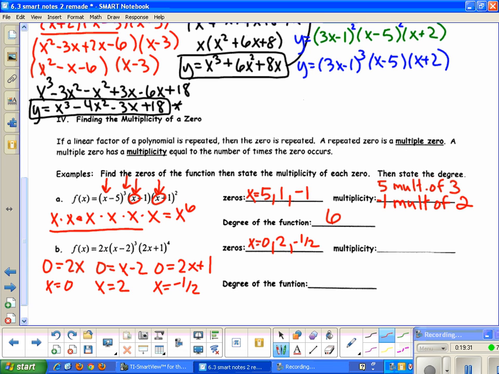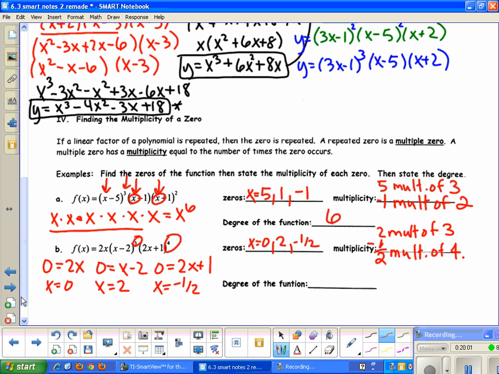The multiplicity then, 0 has a multiplicity of 1, which we don't write. X equals 2 has a multiplicity of 3 because of this power right here. So 2 has a multiplicity of 3. And then negative a half has a multiplicity of 4. So negative 1/2 has a multiplicity of 4. And yes, you do need to specify what is what, because otherwise I wouldn't know what has a multiplicity in your equation.